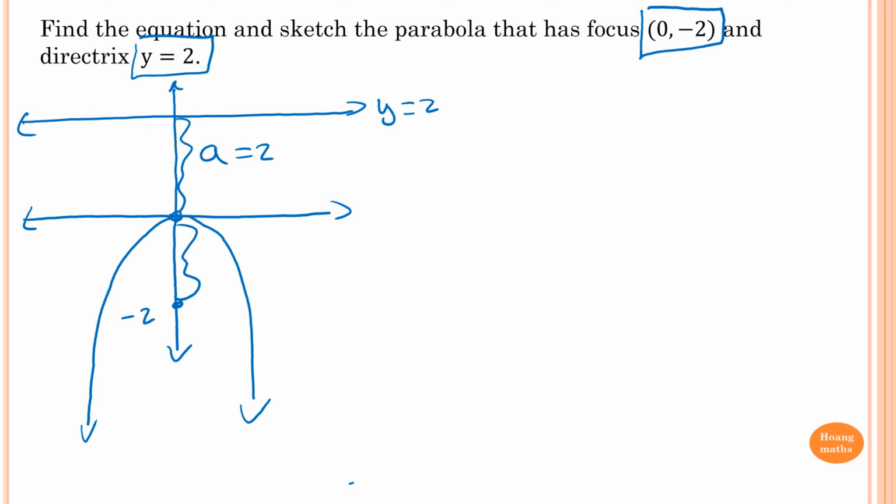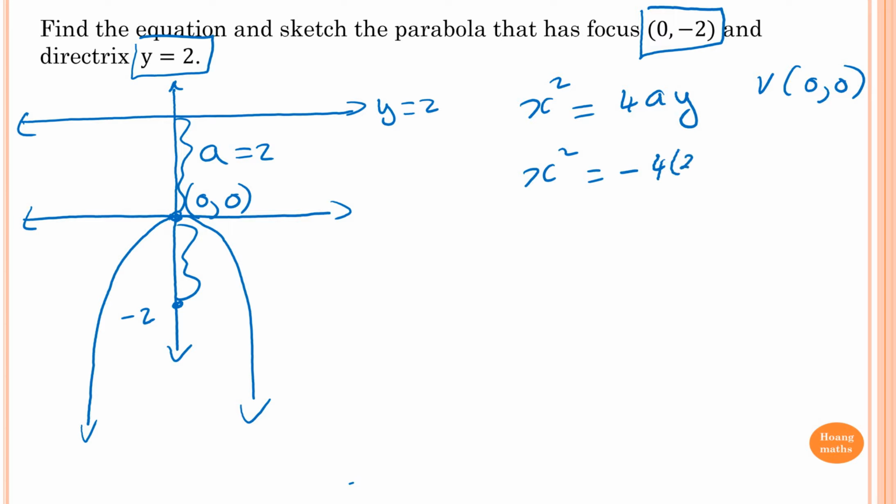So now the rule is x squared is equal to 4ay. Now the vertex is (0, 0) in here, (0, 0) is the turning point. Then a is 2. But in this case, because it's an upside down parabola, it's just negative. So therefore x squared equals negative 4 times 2. So 4 lots of 2, and then y stays the same. So therefore x squared is equal to 4 times 2 is 8, so minus 8y.